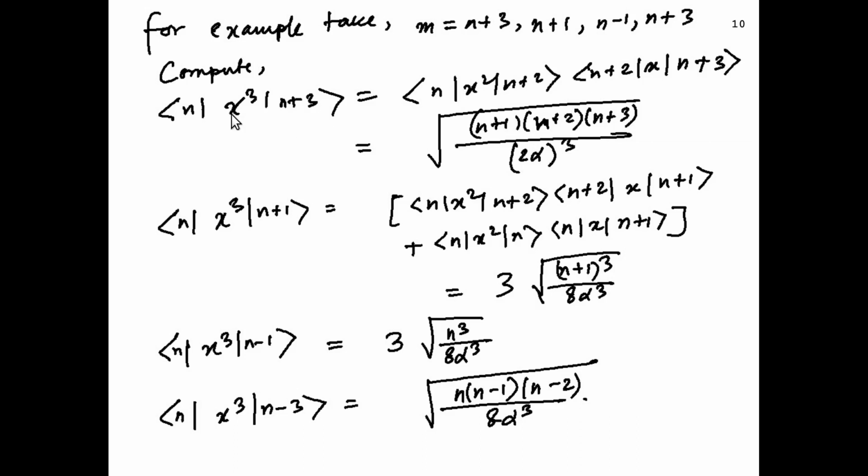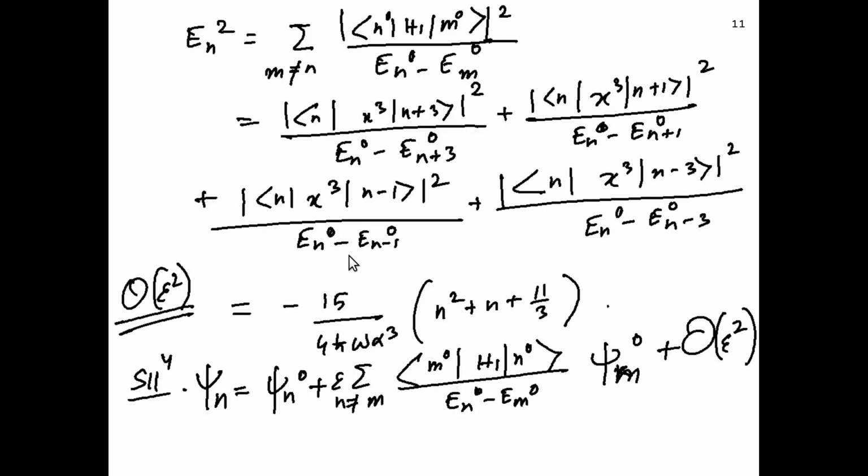Now there is another very simple way to solve this kind of problem: you write the x in terms of the a and a dagger operators, and then it becomes (a plus a dagger) cubed with some prefactor. You binomial expand it, and then you simply know how a and a dagger act on these n states, and you will get the same result. You do the same thing for x cubed sandwiched between n and n plus 1, x cubed sandwiched between n and n minus 1, and so on. These are the only terms which will be non-zero in this expansion.